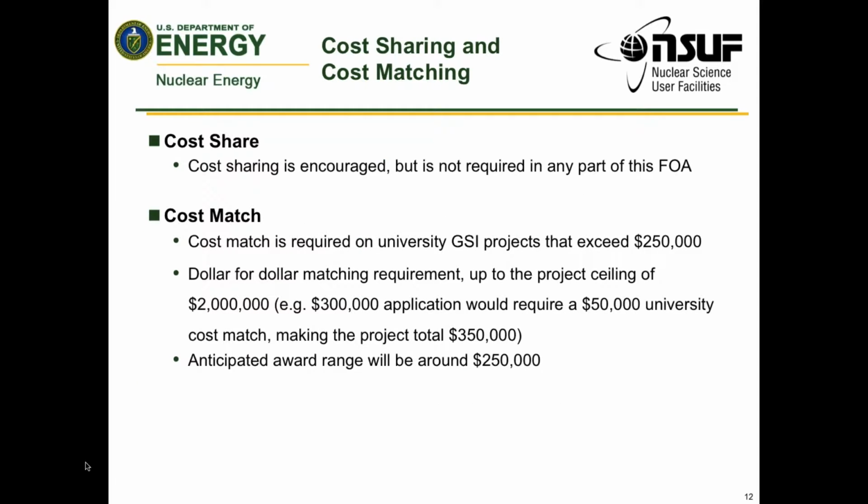Cost sharing principle. There is no cost sharing requirement, but it is encouraged. The cost match is required on GSI projects that exceed $250,000. That's a dollar for dollar match up to the project ceiling, $2 million. One example would be if you needed $400,000 to fund your project, you would subtract the first $250,000, leaving $150,000, and then that would be 1-to-1. So $75,000 DOE, $75,000 the organization. The anticipated award range will be around $250,000.